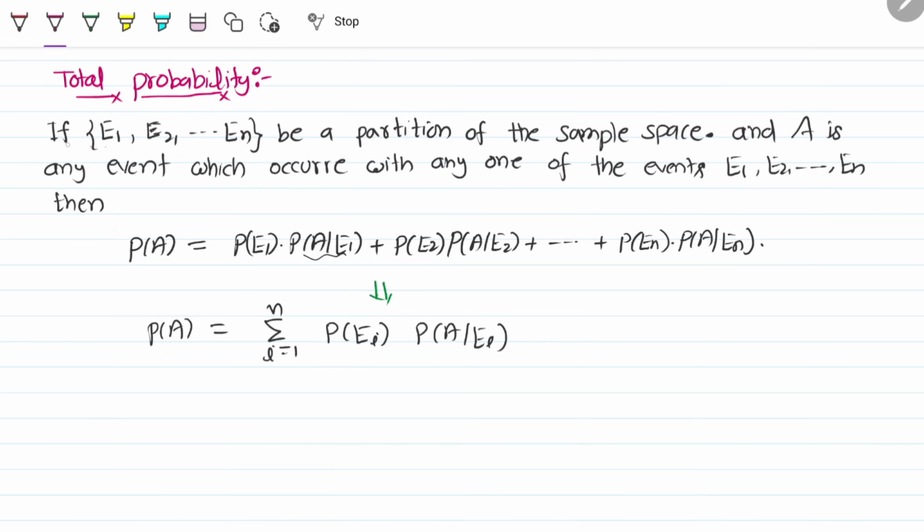The statement is: if E1, E2, ..., En be a partition of the sample space, and capital A is any event which occurs with any one of the events E1, E2, ..., En, then the probability of event A will be P(E1) into P(A/E1) plus P(E2) into P(A/E2) plus ... plus P(En) into P(A/En). Okay, and this is just the summation form.